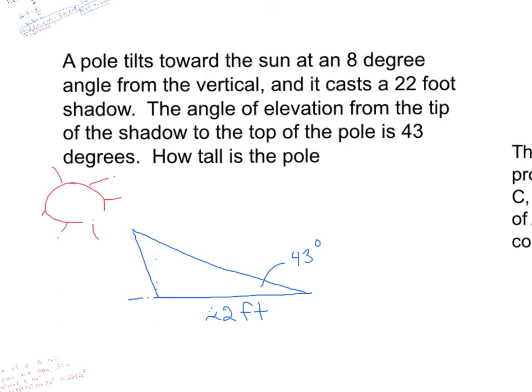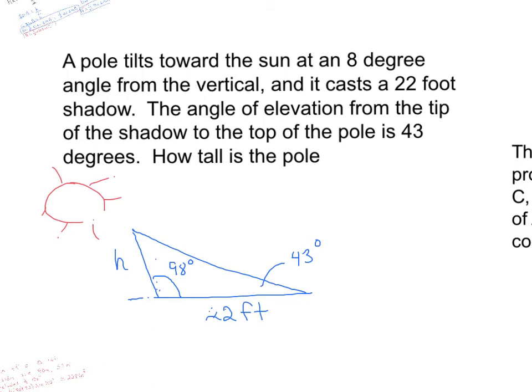That's the angle of elevation. If the pole is tilting toward the sun, 8 degrees from the vertical, well, vertical would be 90, so this angle has to be 98 degrees. And we want to know how tall, or what's the height of the pole. So in this case, we have two angles, and we have a side that is opposite the third angle.